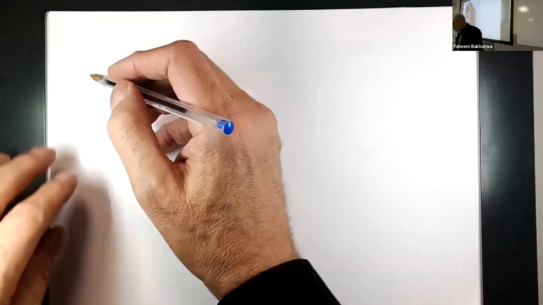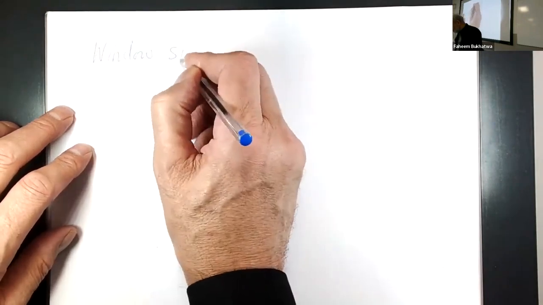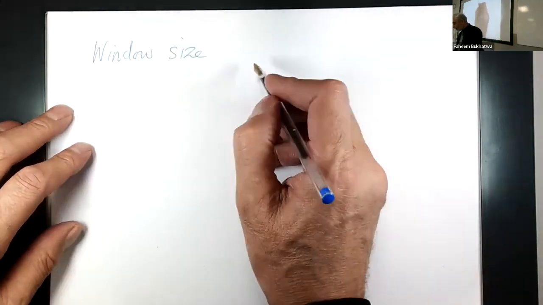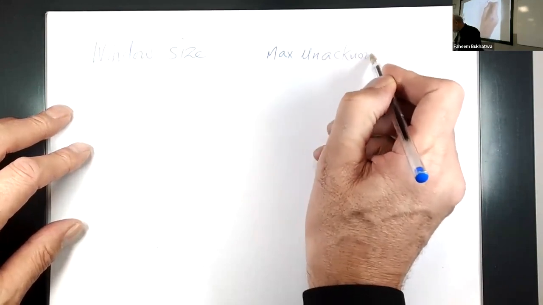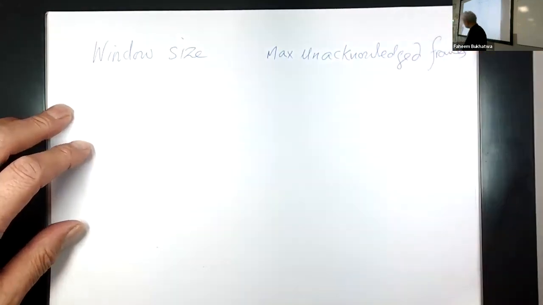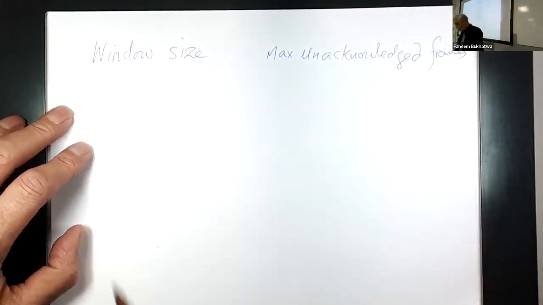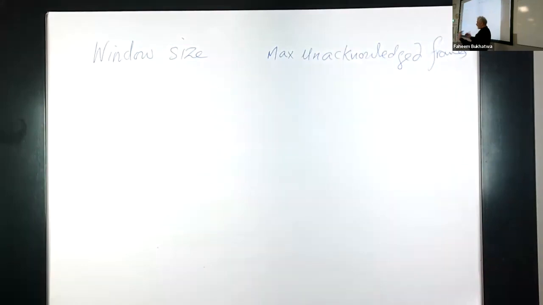So the concepts I want you to know are what a window size is, in order to know the sliding window protocol, and that's the maximum unacknowledged frames or packets. And then in order to recycle numbers, they say, let's pick a number. And they picked number 8. And they picked number 128 and 256 and so on.